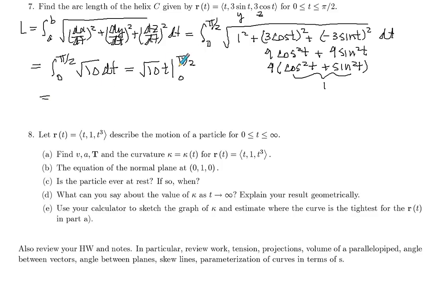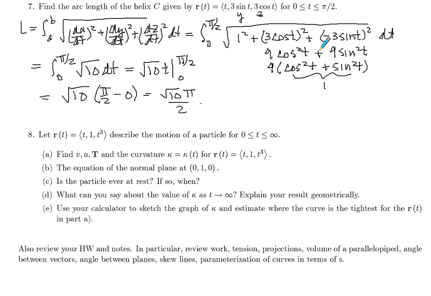So plug in pi over 2, plug in 0, and subtract. So this is root 10 times pi over 2 minus 0, which is just going to be root 10 pi over 2. So there's our arc length. I'm going to try not to do anything that's too crazy here.